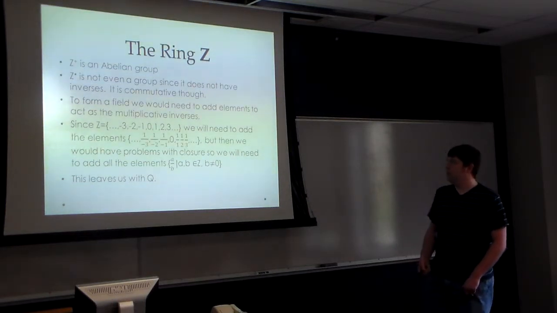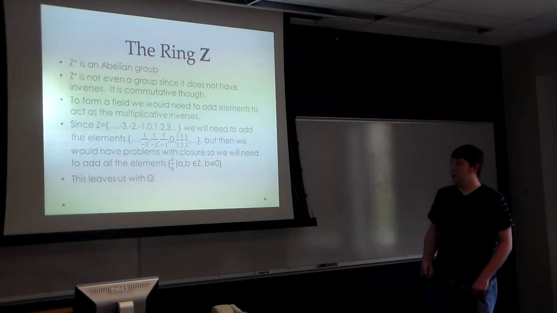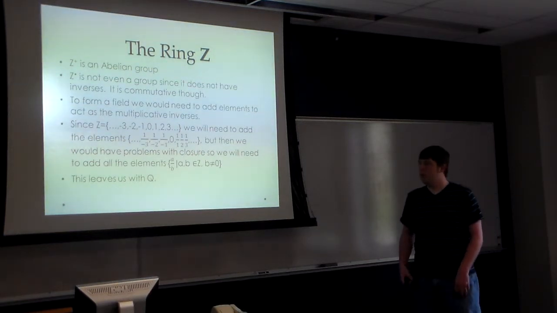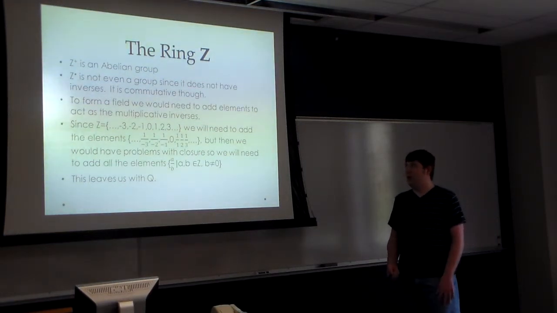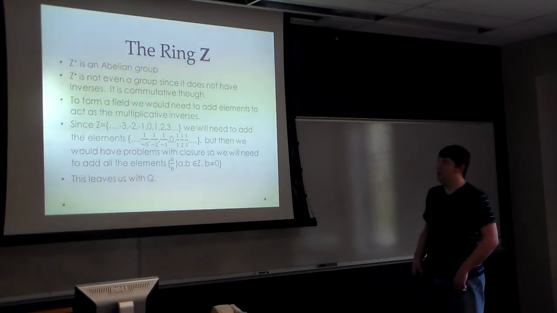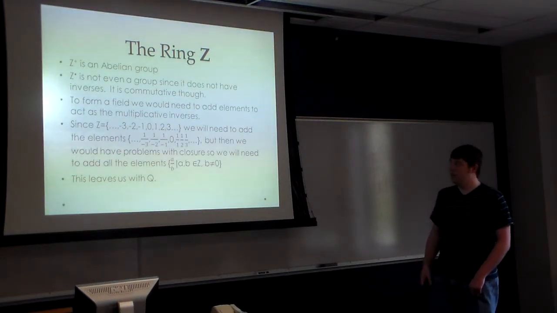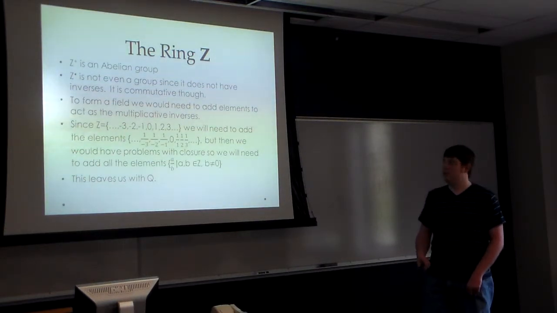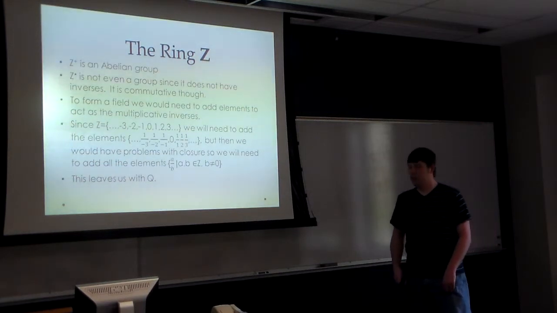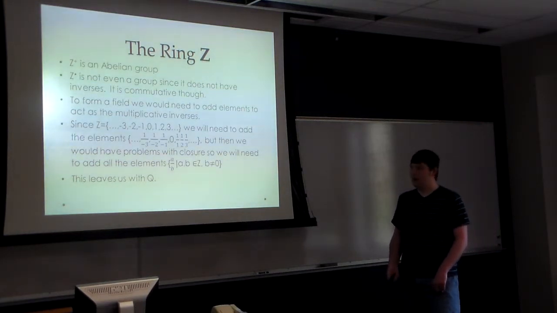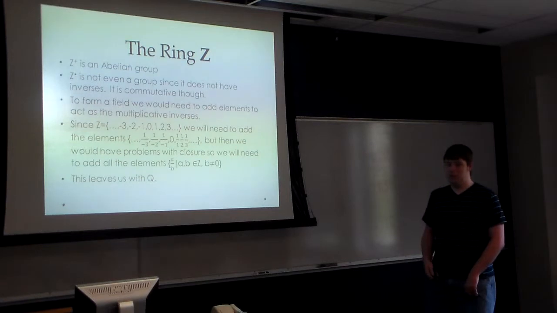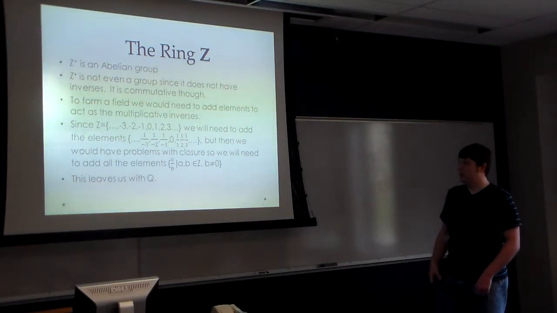So in this case, the integers under addition are an abelian group, but the integers under multiplication are not a group since they don't have inverses, but the integers under multiplication is commutative. So to form a field, we would need to add elements to act as the multiplicative inverses. Then we have our definition of the integers.